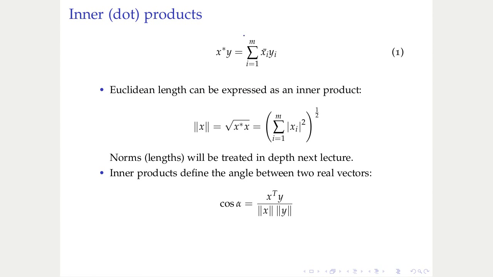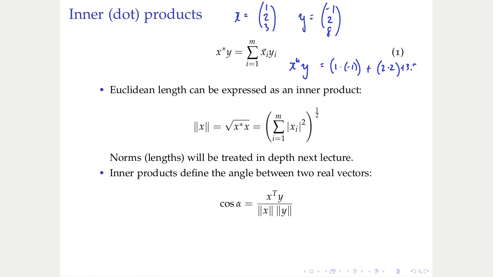So if I had a vector, for example, x equals (1, 2, 3), and y equals (-1, 2, 8), then our inner product, x star y, is just equal to 1 times -1, plus 2 times 2, plus 3 times 8. And if you're any good at adding, which I'm not always, that will be 24 plus 4 is 28, minus 1, that's 27. Okay, so that's our general vector product that we usually use.